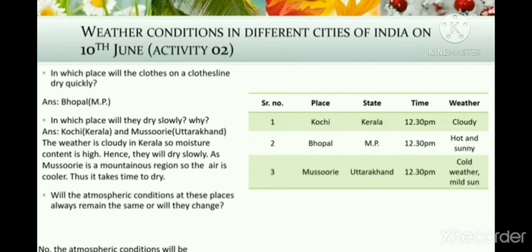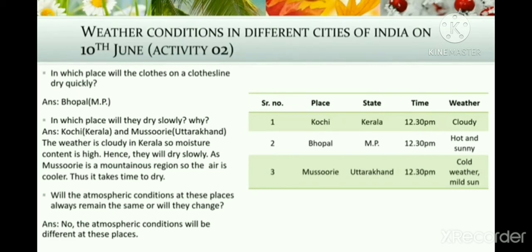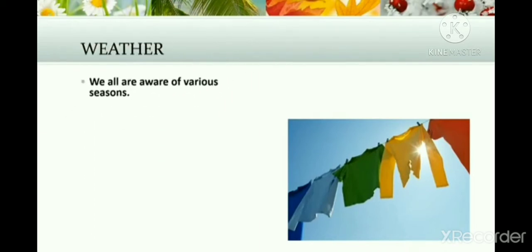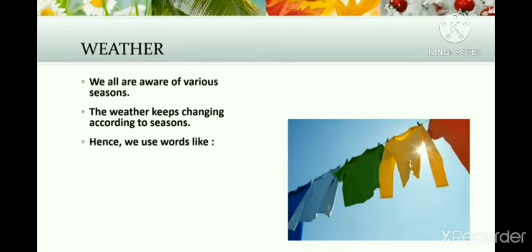Does it always remain the same or will it change? No, the atmospheric conditions will not be the same. It will always change. Now, when I speak about weather, we are all aware of the seasons of the entire earth, which we have learnt before. The three main seasons we have in India. This weather keeps on changing according to the season. Even if we have summer or winter, the weather keeps on changing.